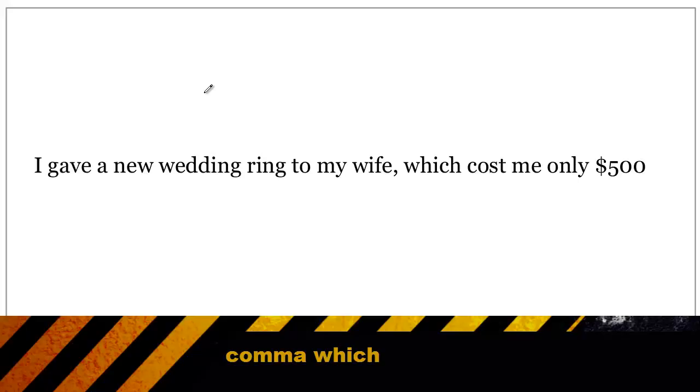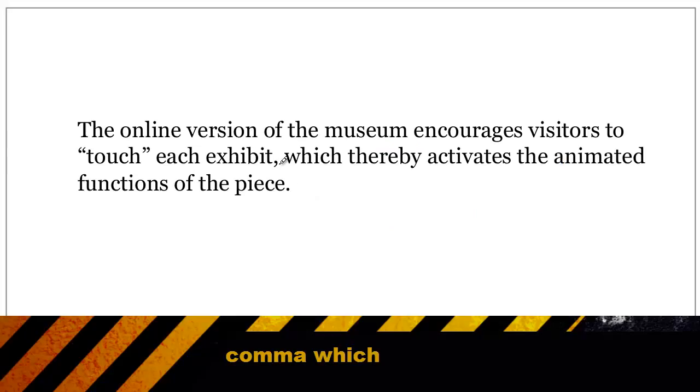While a word ending in -ing can go back 4 or 5 words in the sentence to modify the verb that came before it, the modifying phrase after a comma is extremely picky. It modifies the word that came immediately before the comma. So in this case, the phrase cost me only $500 is actually describing the wife, and not the wedding ring as the author probably intended. In this sentence, we essentially have the same problem. We have a comma, which means the phrase thereby activates the animated functions is describing the word that came immediately before the comma, or in this case, the exhibit.